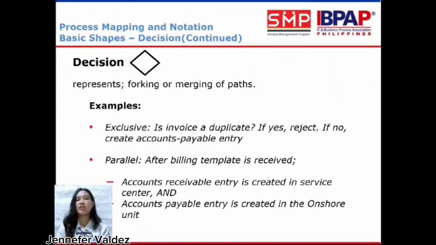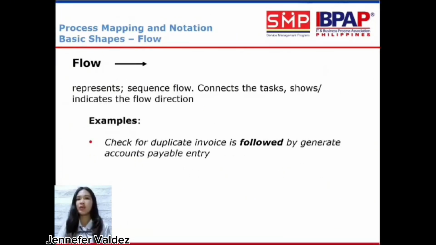Lastly, the arrow symbol, which is flow, represents sequence flow, connects the tasks, and indicates the flow direction. So this is the example: check for duplicate invoice is followed by generate accounts payable entry. By that, the flow shape in process mapping is a fundamental element used to visually represent the order and direction of tasks or activities within a process. It helps stakeholders understand the logical flow of work and the dependencies between different steps in the process.